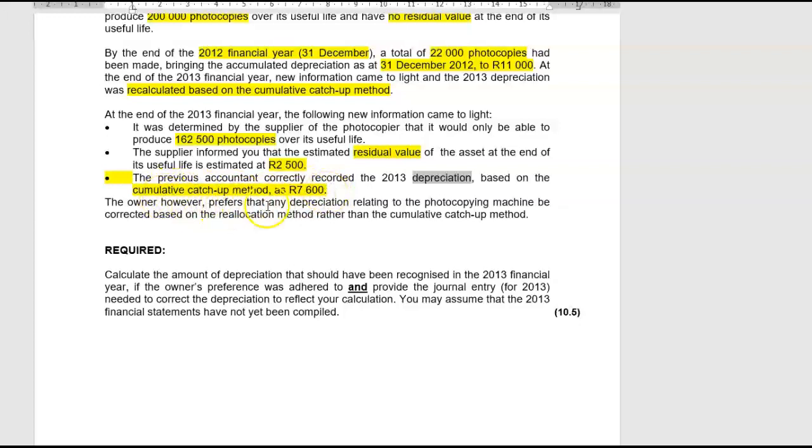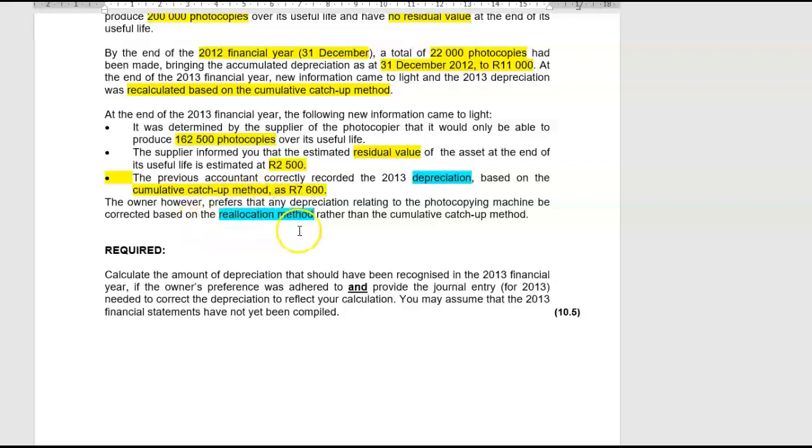The owner, however, prefers that any depreciation relating to the photocopying machine be corrected based on the reallocation method rather than the cumulative catch-up method. So now we have to put our thinking process in reverse gear. They gave us the 7,600 and they've told us that is based on the cumulative catch-up. But then they also tell us that it's no longer acceptable. We have to rework this calculation in order to get the depreciation according to the reallocation method.